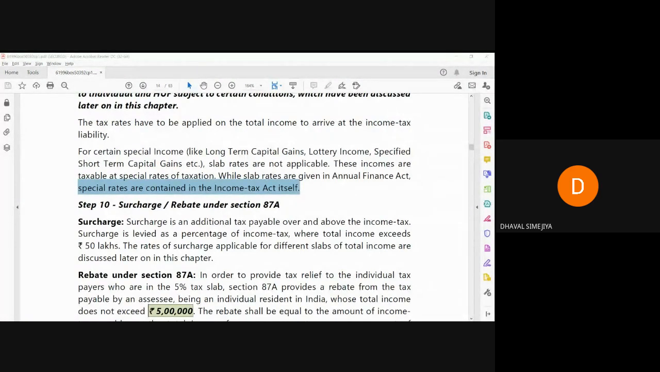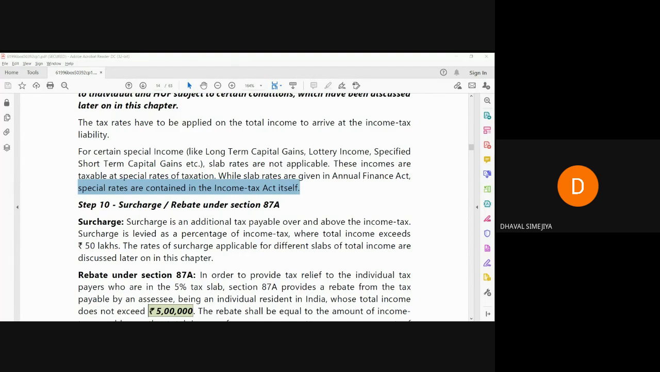Now, surcharge is levied as a percentage of income tax, where total income exceeds 50 lakh rupees. The rates of surcharge applicable for different slabs of total income are discussed later in this chapter. It will be discussed later, okay? But you have to remember that surcharge is tax on tax. What is the meaning of tax on tax?